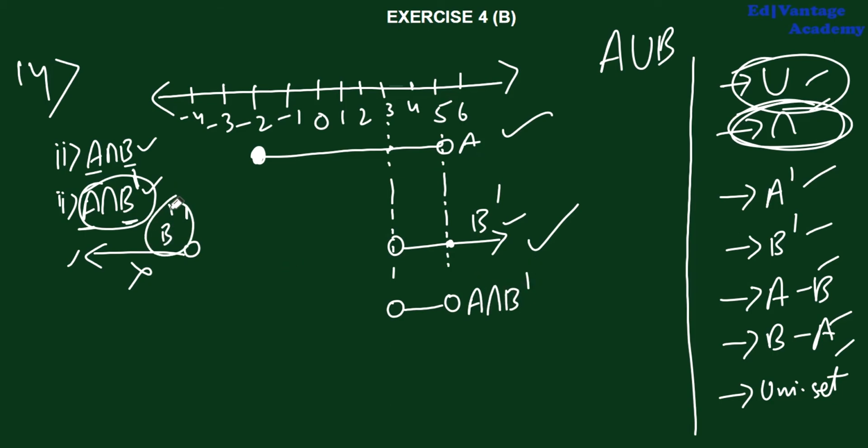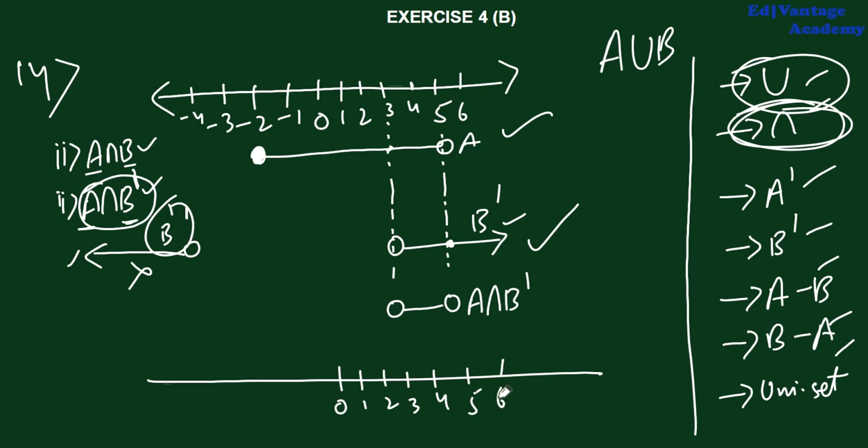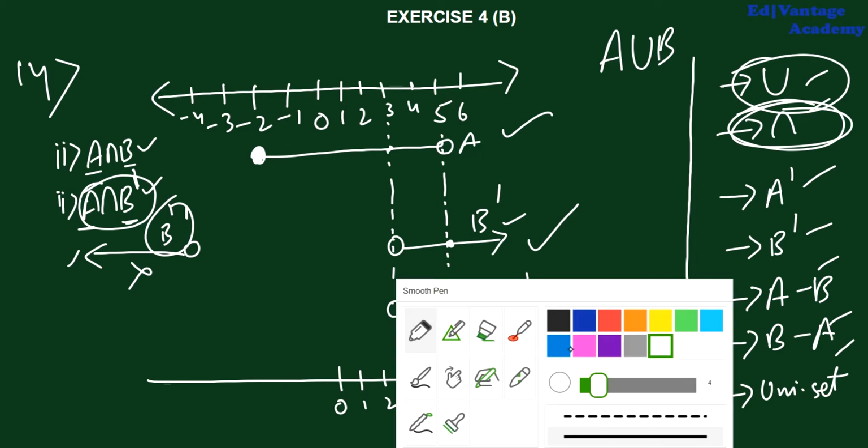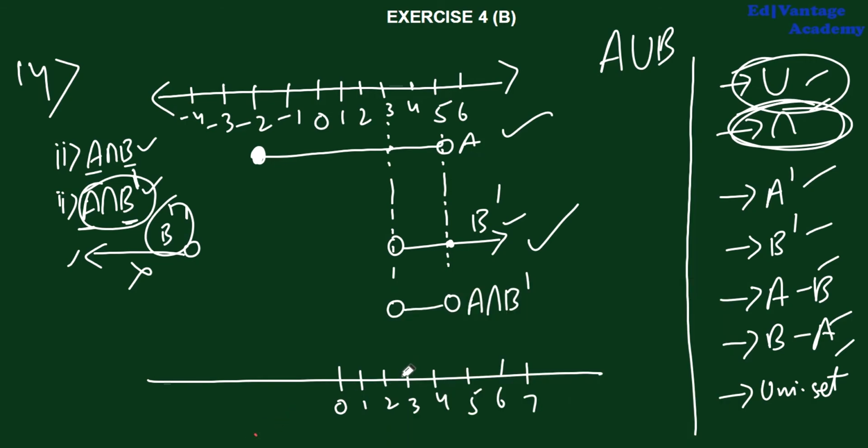If you see this B dash, there is nothing common between A and B dash. So if you have to plot this solution on number line, don't plot it outside as I have showed you. This is just to make you understand. I'll show you here how you do it. So I'll just plot from minus 3 up to 5. This is A intersection B dash.